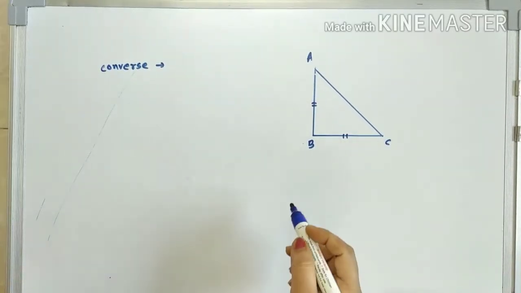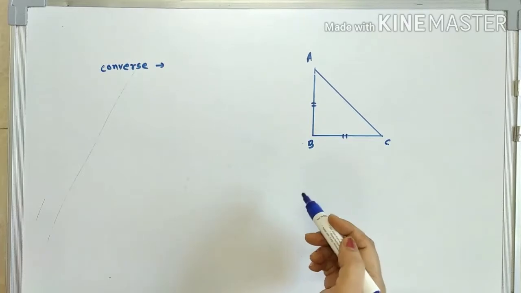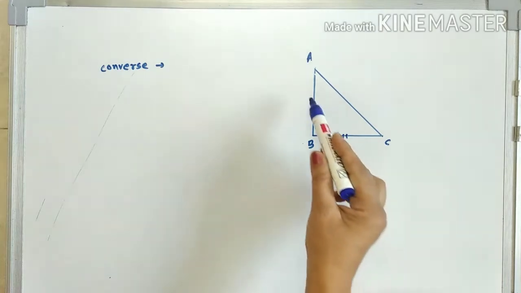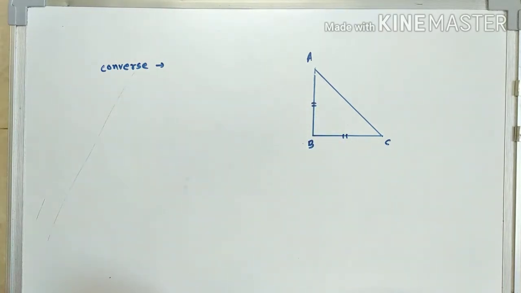The converse of Pythagoras theorem is: if the square of one side is equal to the sum of the squares of the remaining two sides, then the triangle is a right angled triangle.